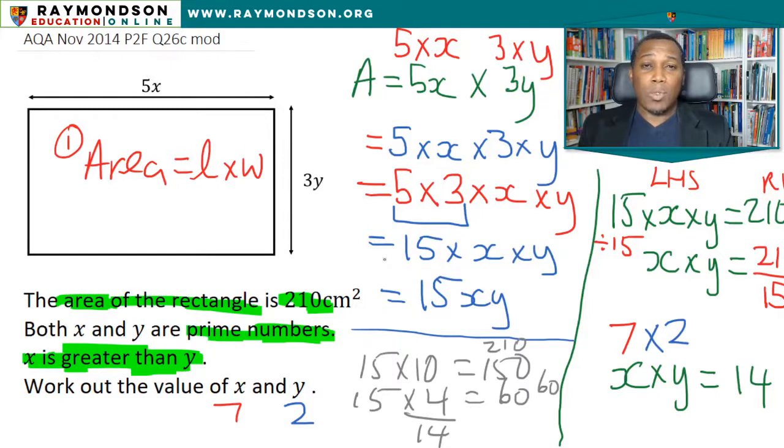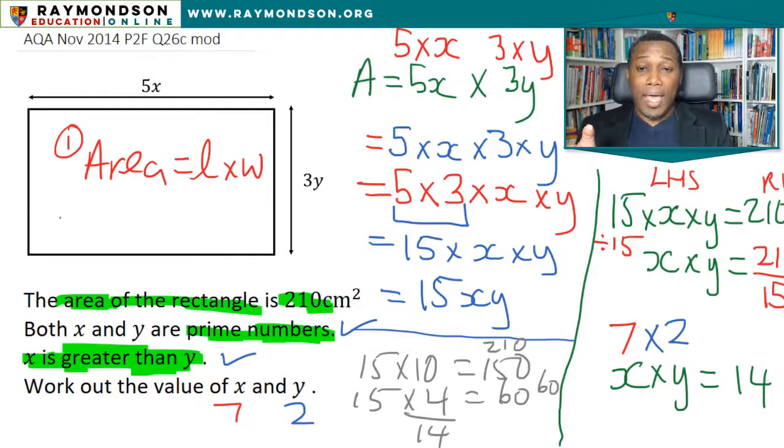And you can check it. A really important thing. We know these are prime numbers. Yes, they have exactly 2 factors, so we've met that criteria. We also know x is greater than y. We've met that criteria. X is the bigger number, 7. And does it actually give us the area? Recall, area was length by width, 5x times 3y. So 5 times x times 3 times y. If we multiply it, well, we get the answer.